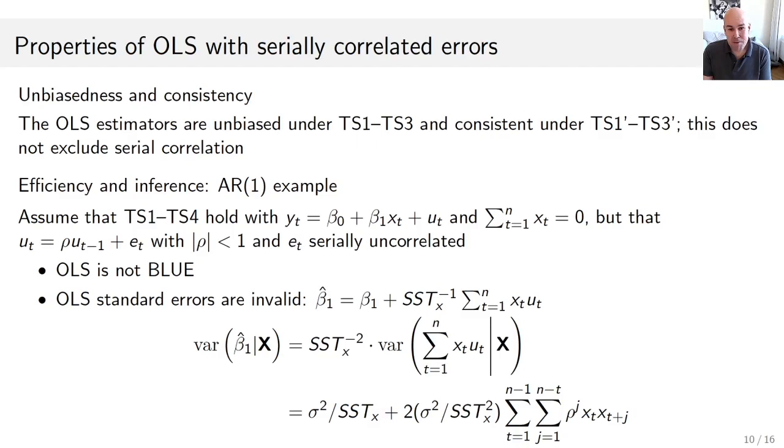When you do that, you realize quickly, I think, that unbiasedness and consistency are actually not affected. When TS1 up to TS3 hold, then we still have unbiased estimators under serial correlation of the errors. And if TS1 prime up to TS3 prime hold, then again we're going to get consistent estimates under serial correlation. So if we really only care about unbiasedness or consistency, then we're good. If we care about getting correct standard errors and so inference, and if we care about efficiency, then we have to, however, think a little bit more about it.